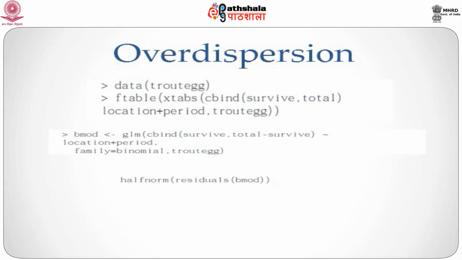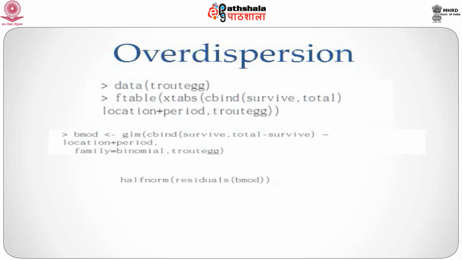So here we have used the troutegg data set from the Faraway library. You can run the ftable command to see what the data set looks like and see that the mean and variance do not appear to obey the usual relationship. You can also look at this by running the residuals command and doing a half-normal plot of the residuals. This is the kind of plot which you will get, and this suggests that there is some factor which we have probably overlooked, which leads to this kind of a systematic pattern in the residuals.